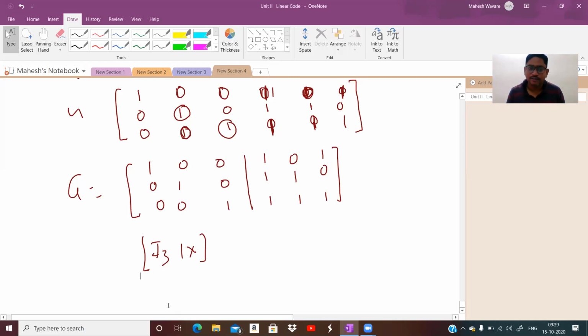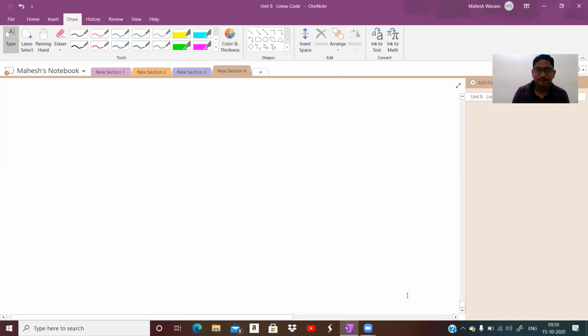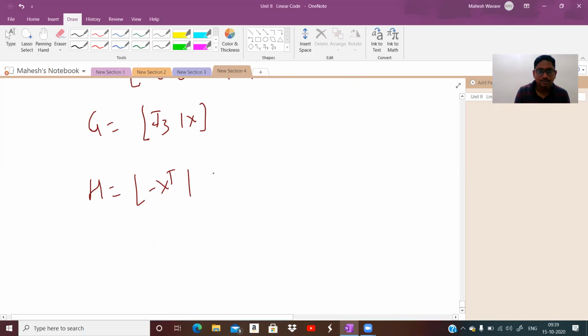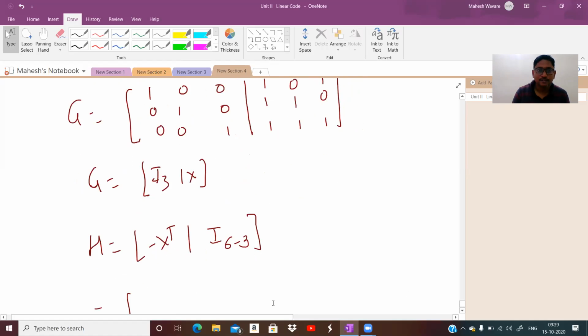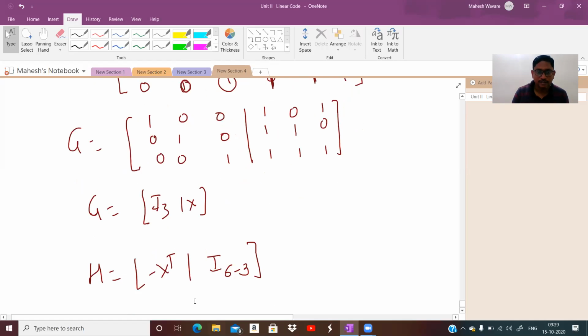The last question you are solving. This is the standard form generator matrix. Why are you doing standard form? Because you want to find the parity check matrix for this also. This is the generator matrix for the given linear code C having dimension 3. Easily you can check. And what is H? H is minus X transpose, and the identity of size length minus K. So minus X transpose, as far as binary is concerned, is the same thing. So I'll write I3 at last.